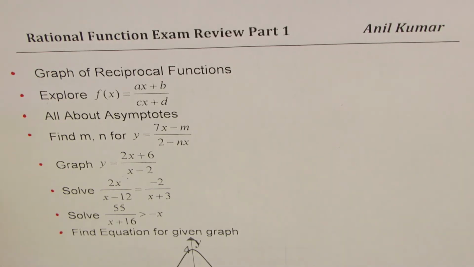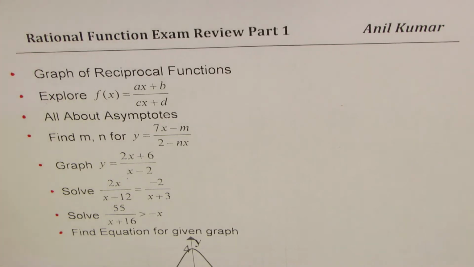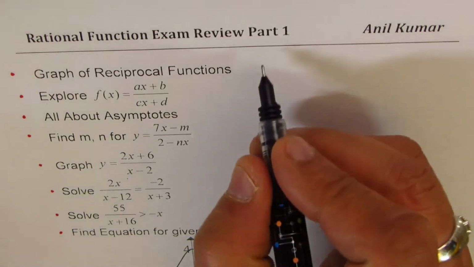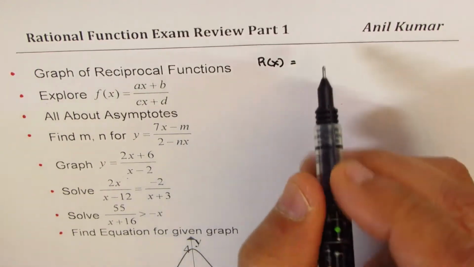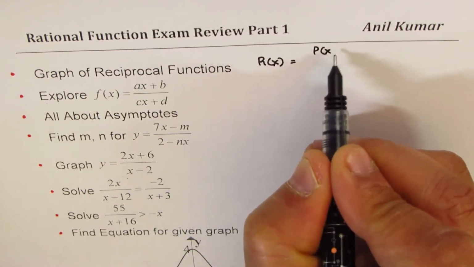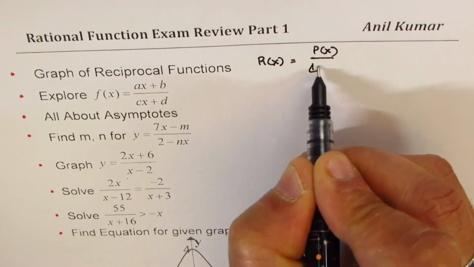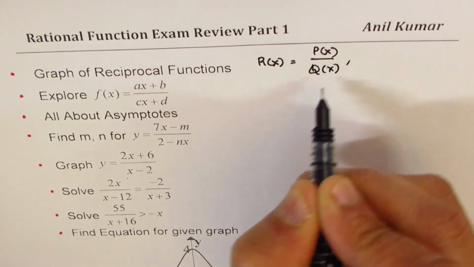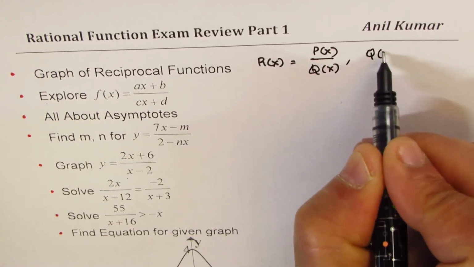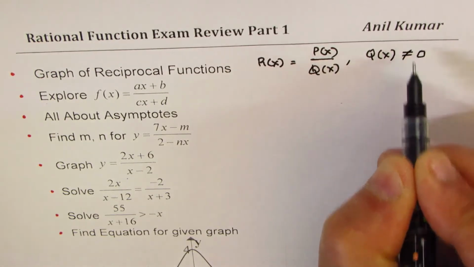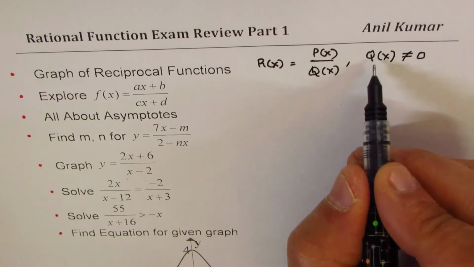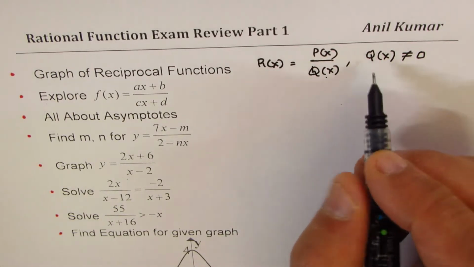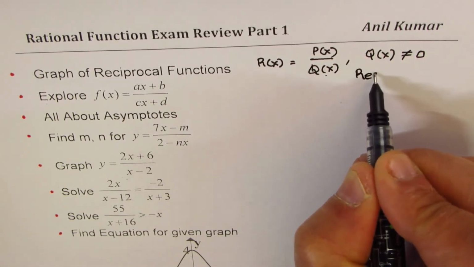So let's begin with understanding what rational functions are. So when I say rational function r of x, it is a ratio of polynomials. Let's say p of x over q of x, where of course denominator is not equal to 0, right? So these are rational functions. Now, denominator is not equal to 0. That means we will have restrictions. Is that okay?